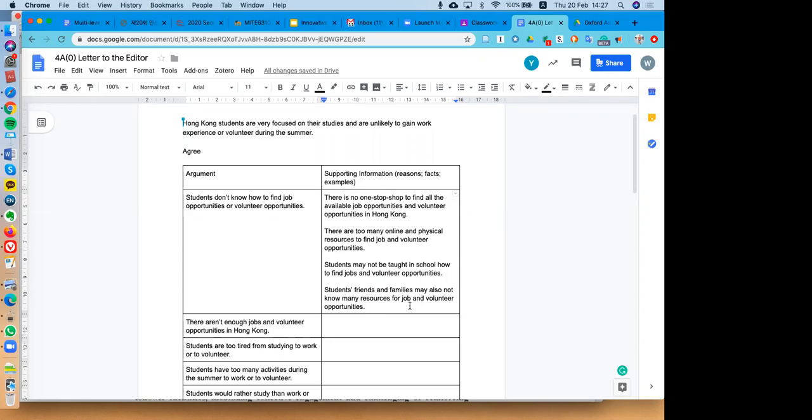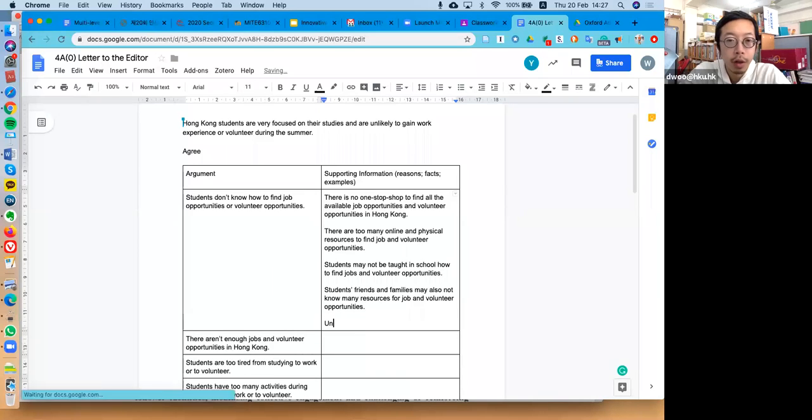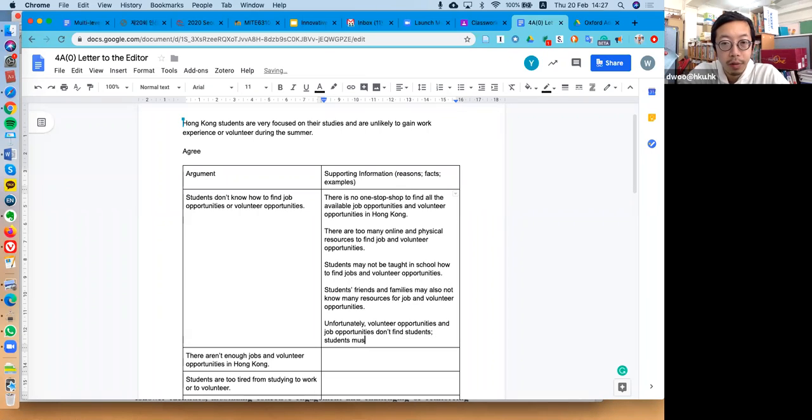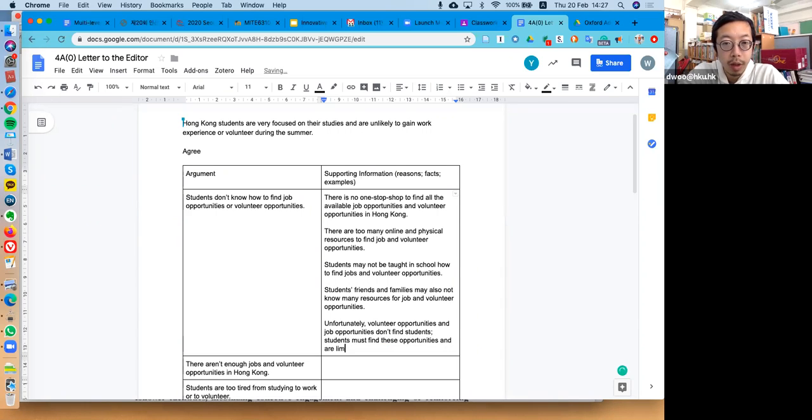No. Okay. Here's an interesting one. Unfortunately, volunteer opportunities and job opportunities don't find students. Students must find these opportunities and are limited by their ignorance. I think that's a really nice concluding sentence.